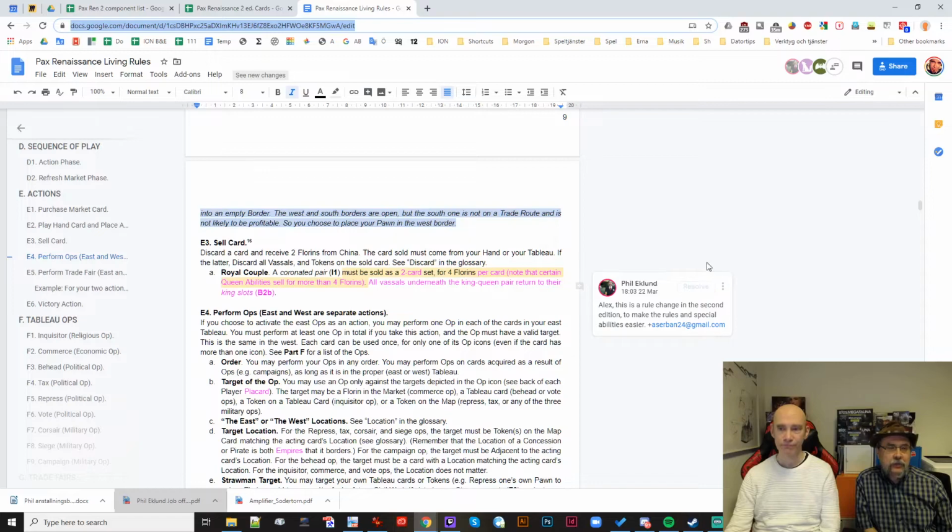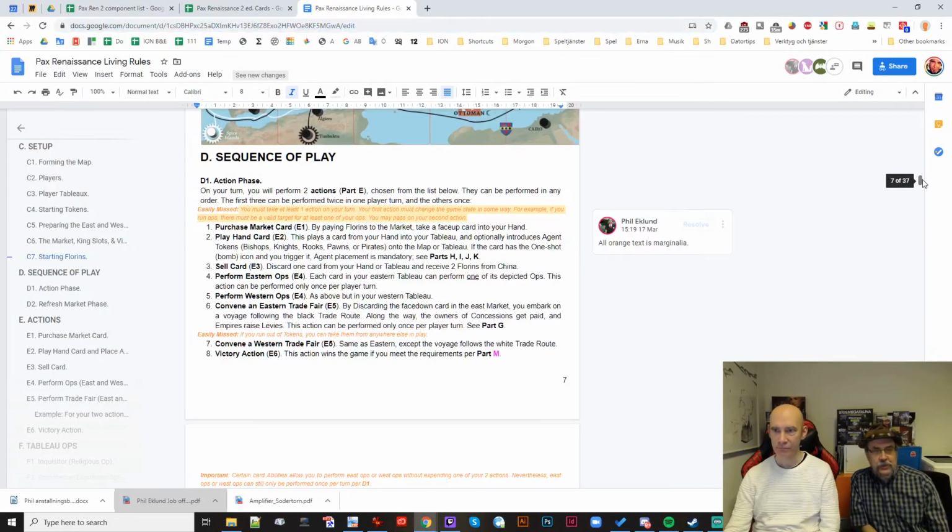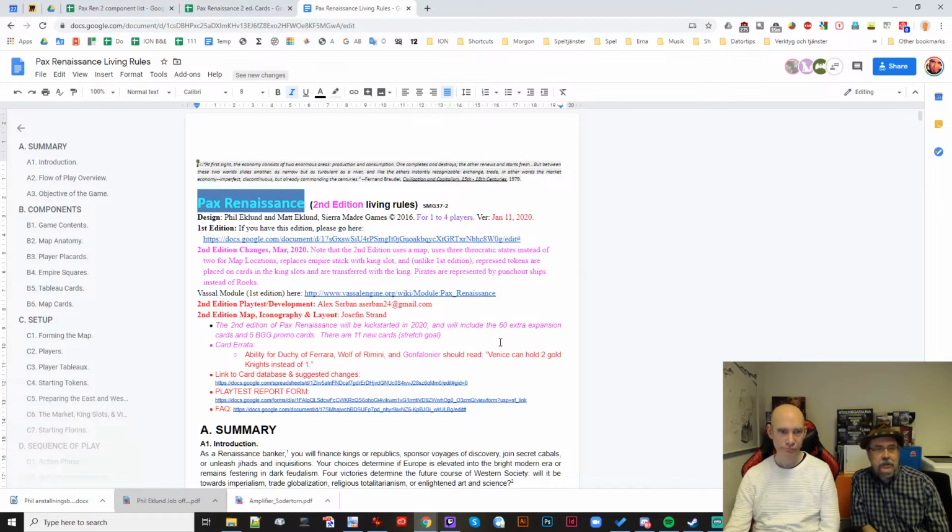There's a link for the first edition in the first paragraph of this. So if you have the first edition and you need the living rules for that, it's up there. There's also still marked, it will be changed later on, but it's still color coded where the changes are.